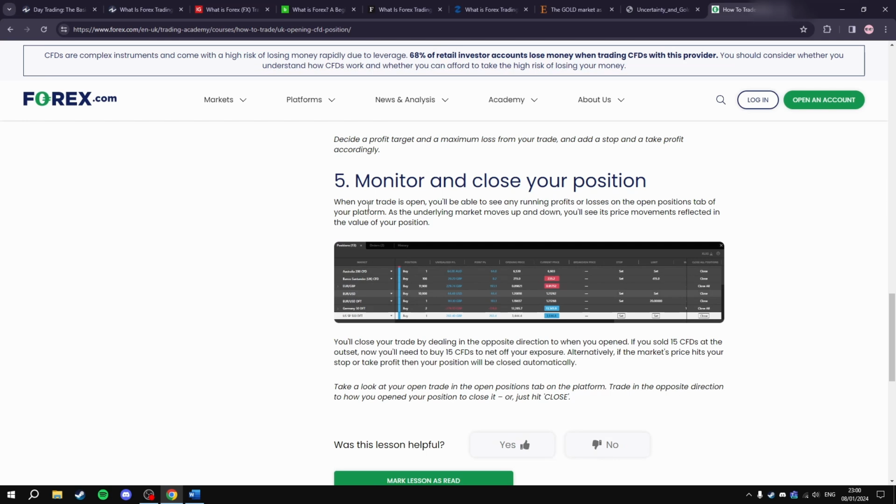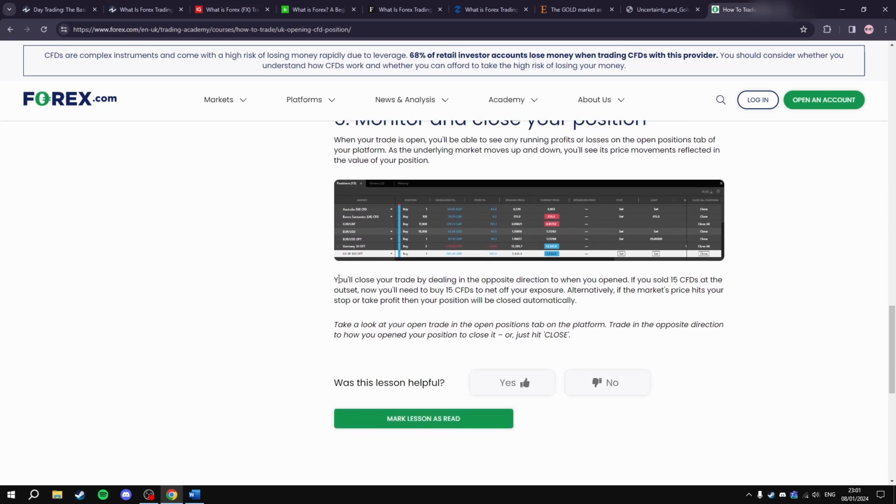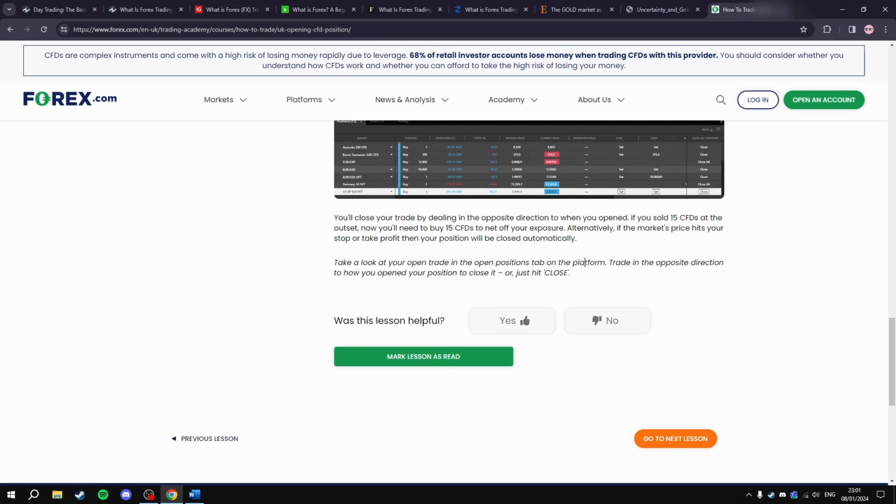Monitor and close your position. When your trade is open, you'll be able to see any running profits or losses on the open positions tab of your platform. As the underlying market moves up and down, you'll see its price movements reflected in the value of your position. You'll close your trade by dealing in the opposite direction to where you opened. If you sold 15 CFDs at the outset, now you'll need to buy 15 CFDs to net off your exposure. Alternatively, if the market's price hits your stop or take profit, then your position will be closed automatically.